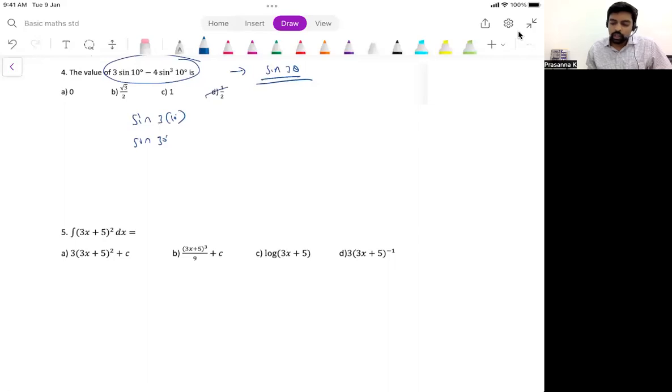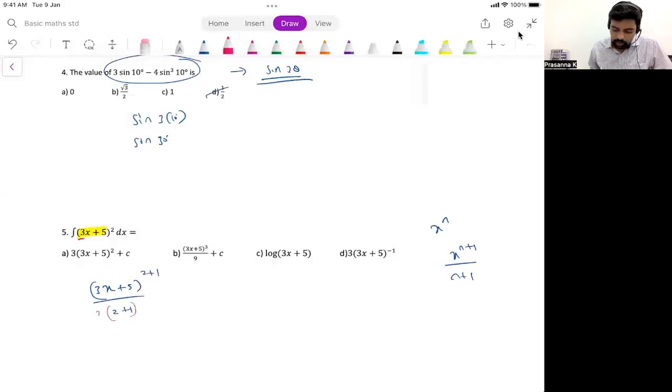Then fifth question, integration of (3x plus 5) whole to the power 2 dx. Now we know that the integration of x to the power n is x to the power n plus 1 divided by n plus 1. Based on this, I will assume that 3x plus 5 is x. So the integration of x squared is (3x plus 5) to the power 2 plus 1 divided by 2 plus 1. But again, we have to account for the x coefficient. The x coefficient is 3, right? So in the denominator, we should write 3.